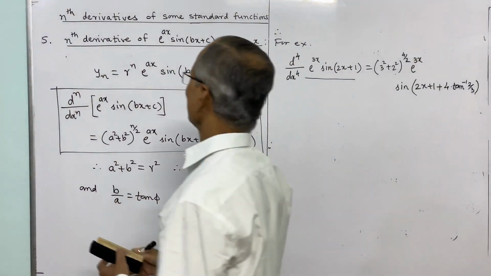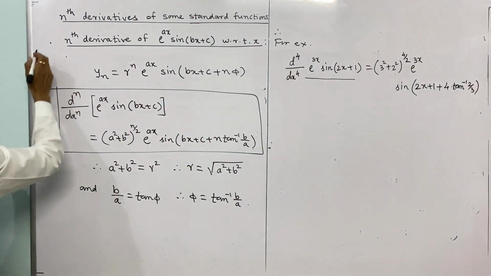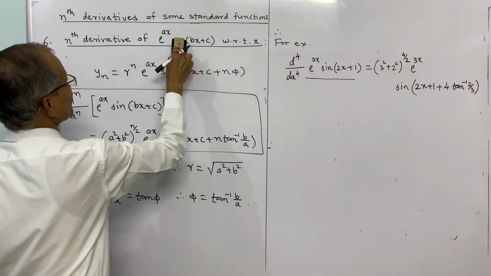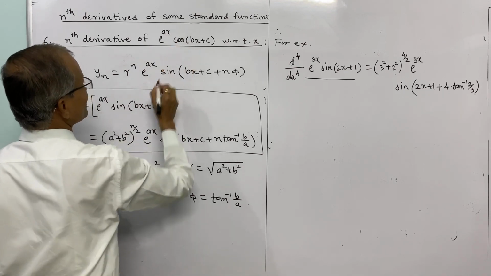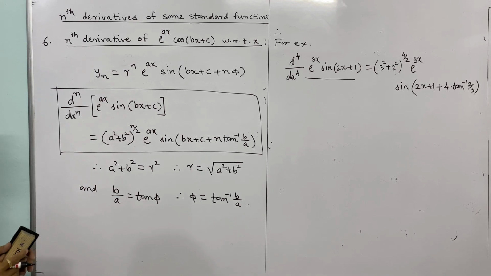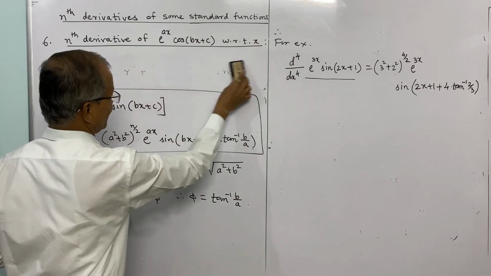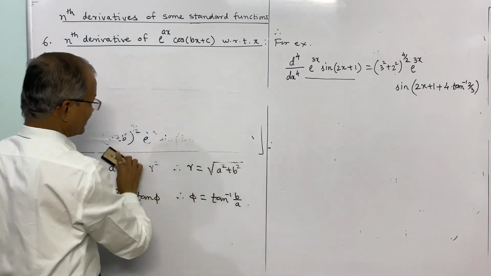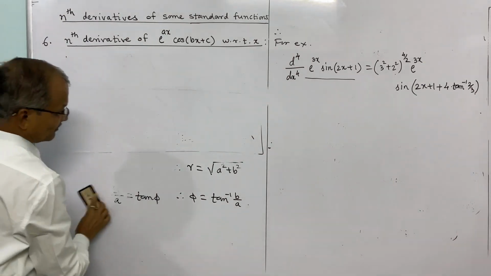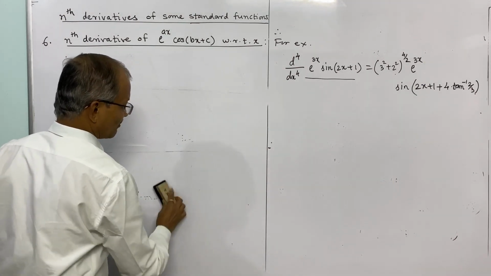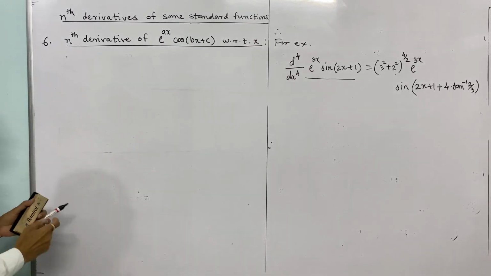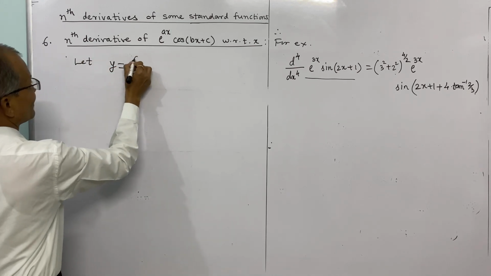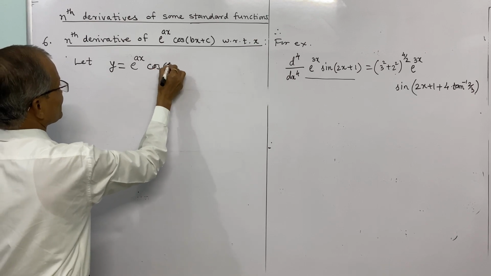Thus we have obtained the nth derivative of this function, and now, similar to this, we shall obtain the nth derivative of e to the power ax into cos of bx plus c with respect to x. The procedure is exactly the same, and so we shall consider this as y, and we will see how the functions will be changing after differentiation. Let y be equal to e to the power ax cos of bx plus c.